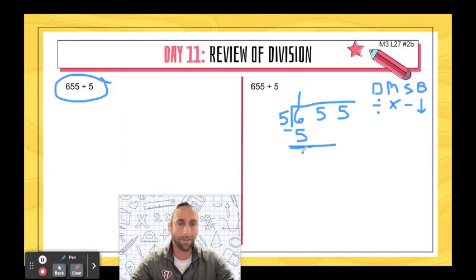6 minus 5 gets me 1. Bring down the 5. My new number that I'm dividing 5 into is now 15. So we just brought down, back to our first step, a little division and multiplication here. How many times can 5 go into 15? 5, 10, 15. Oh, perfect. So 5 can go into 15 3 times, and 5 times 3 gets us 15.